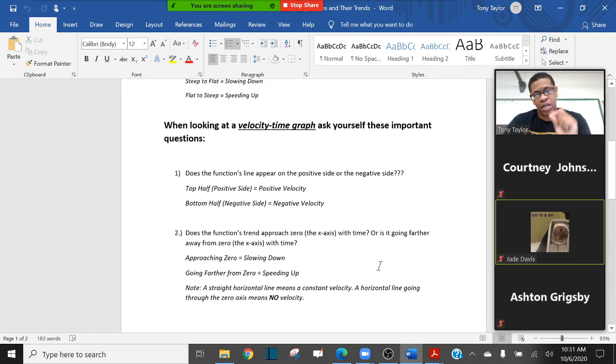I'm going to say it again. Approaching zero means slowing down. Going further away from zero means speeding up. Okay, and now that I've gone over these rules, let us just look at some basic examples.